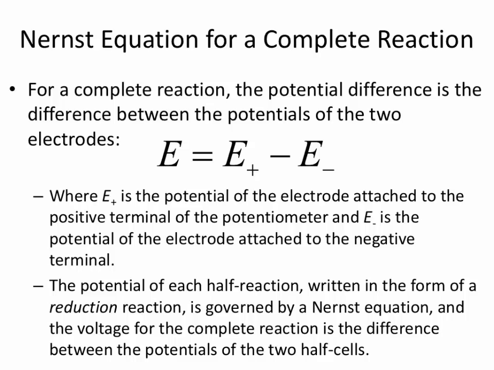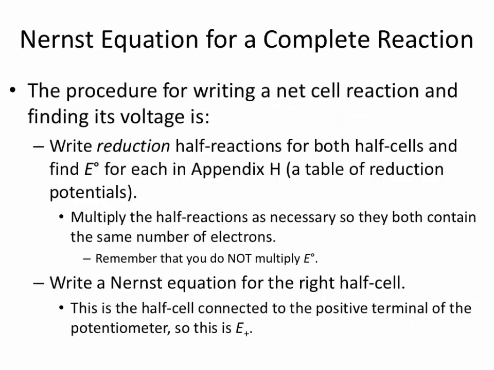Now, the potential of each half reaction, written in the form of a reduction reaction, is governed by a Nernst equation, and the voltage for the complete reaction is the difference between the potential of the two half cells. Now, the procedure for writing a net cell reaction and finding its voltage is given here. First, we write the reduction half reactions for both half cells, and then find E0 for each in Appendix H. Remember, this is a table of reduction potentials, similar to that table that I showed earlier. We then multiply the half reactions as necessary so they both contain the same number of electrons. Now remember that you do not multiply E0.